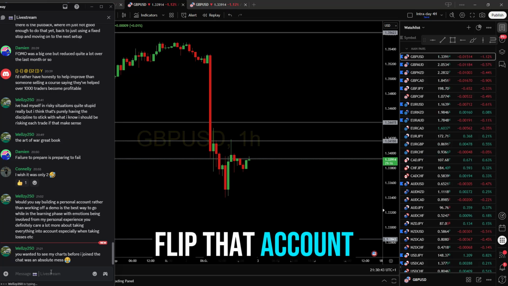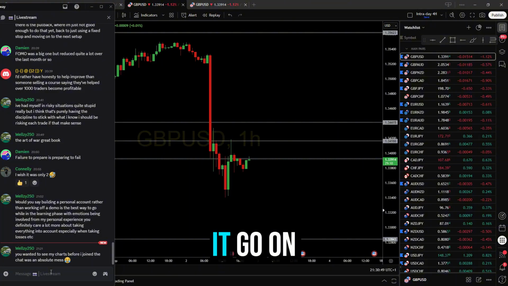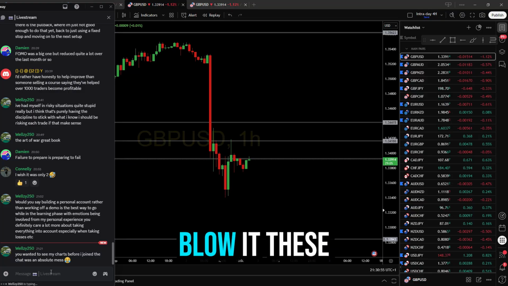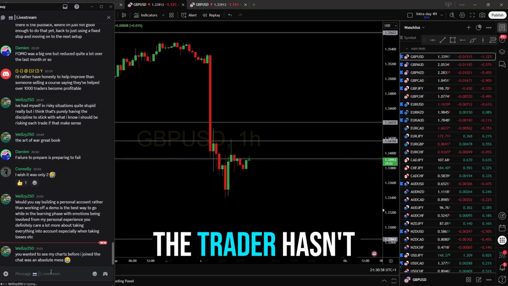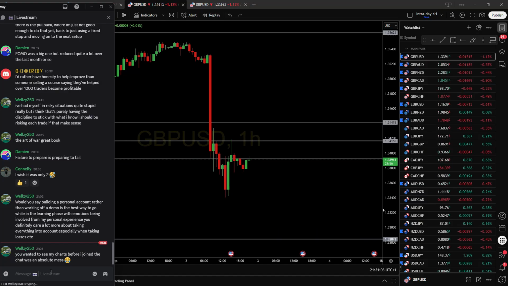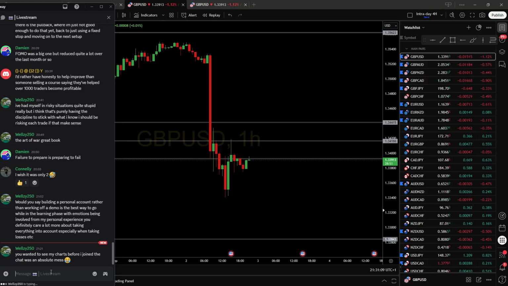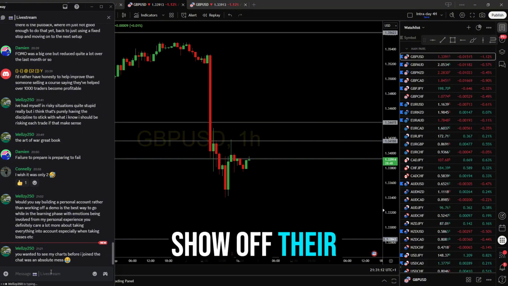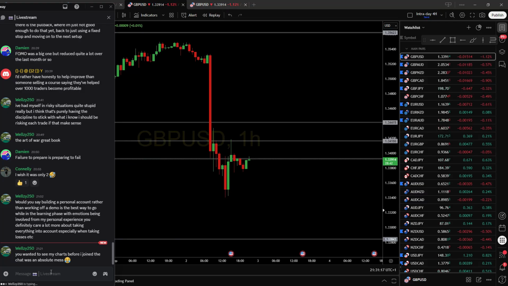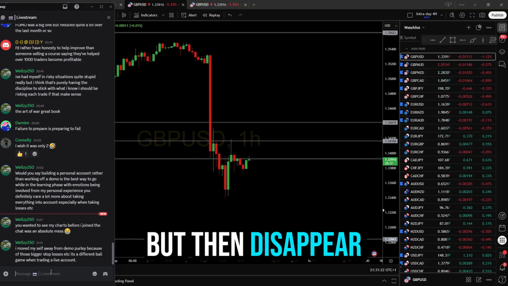flip that account. And this is what I see with funded accounts as well, because people go on a good run, they get an account, they blow it. They go on a good run, they pass a challenge, pass a verification, go on a good run, get some payouts, blow it. These are exactly the same traders. The trader hasn't changed, it's the platform and the accounts that have changed. So these traders, who show off their funded account payouts, are literally the same traders who are just boom and bust. They'll show off when they've flipped an account, but then disappear for a while.